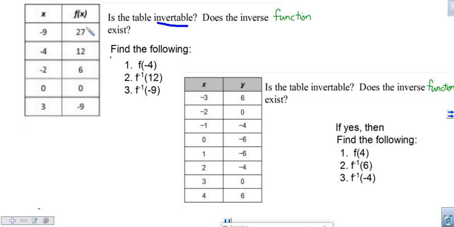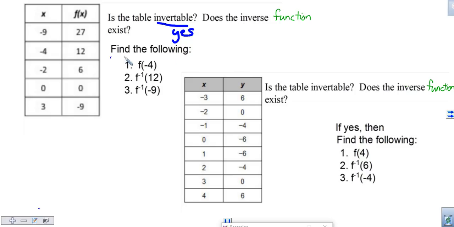Since none of the y values repeat, it's automatically invertible, because there's no way it could show us that 6 goes to something different than -2. So the table is invertible, yes. Does the inverse function exist? Yes. If it's invertible, it exists.